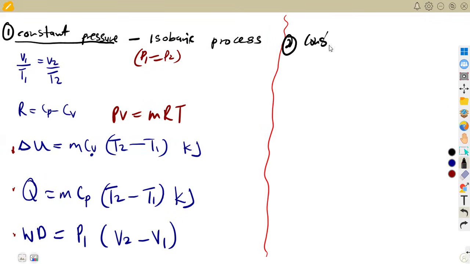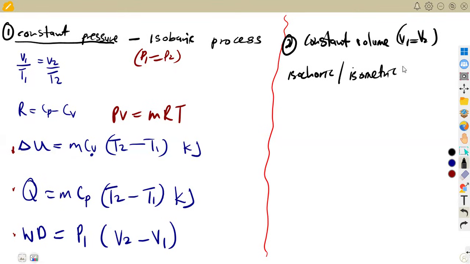We can have a condition where we've got the constant volume, where V1 is equal to V2. So what is it that you're now considering? This is called isochoric. So this one is the isochoric process, or it can be referred to as the isometric process. So this is a condition when we have constant volume, V1 is equal to V2.